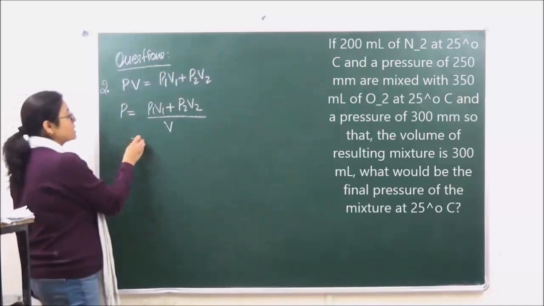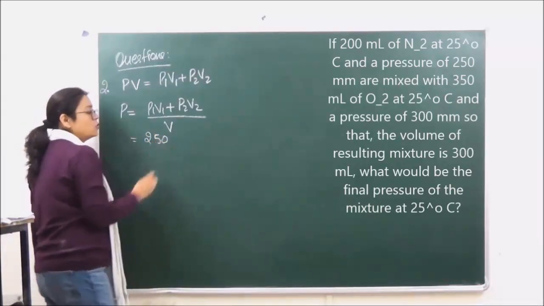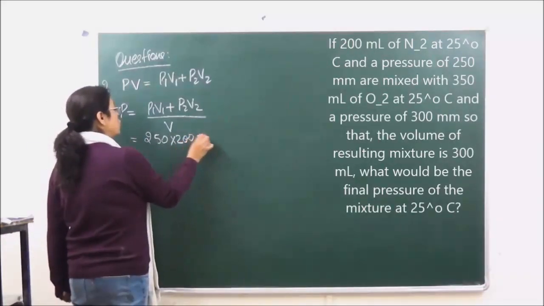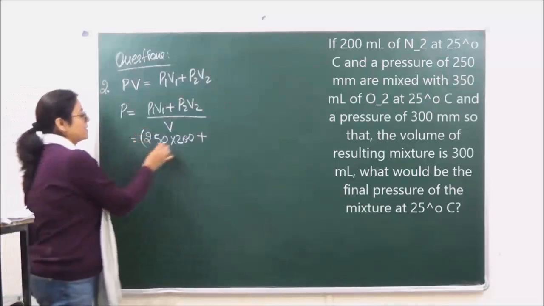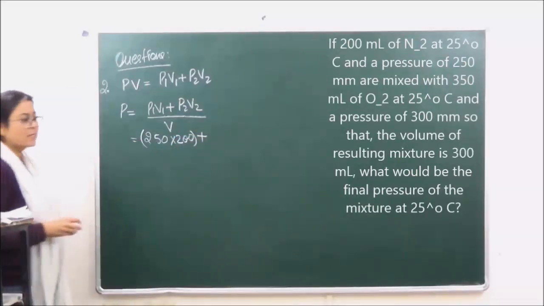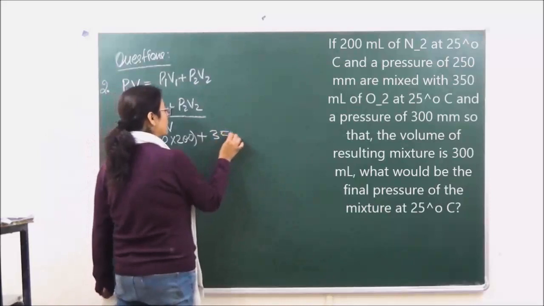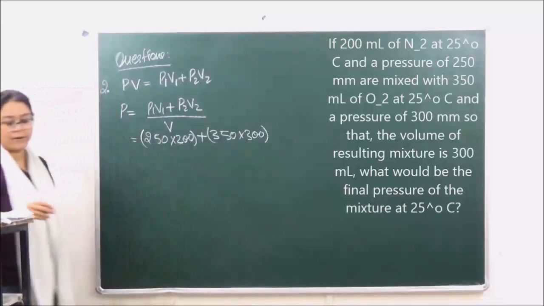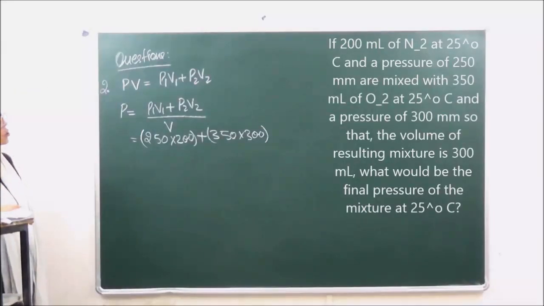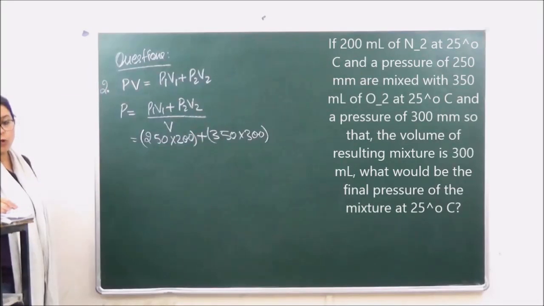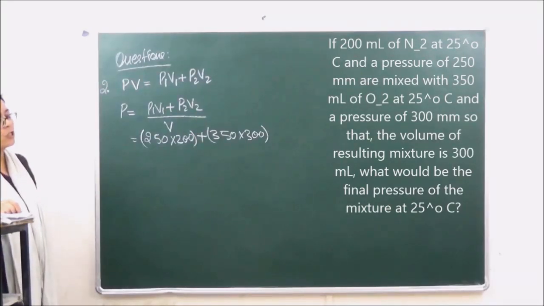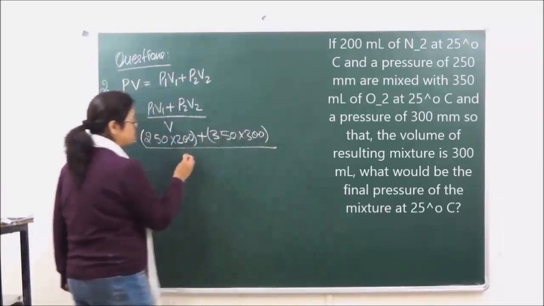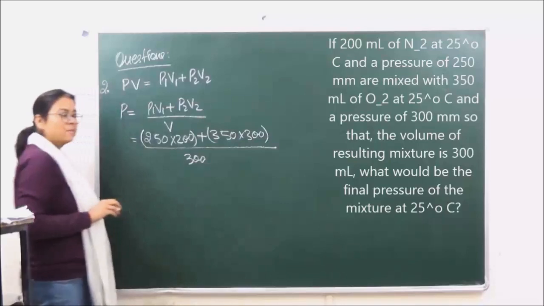So they have given us pressure P1 250 into volume given to us is 200, right? Plus P2 given to us is 350 into volume given to us is 300. Now the mixture is transferred to a third flask, and the resulting mixture forms 300 ml of volume. So we divide this by 300.